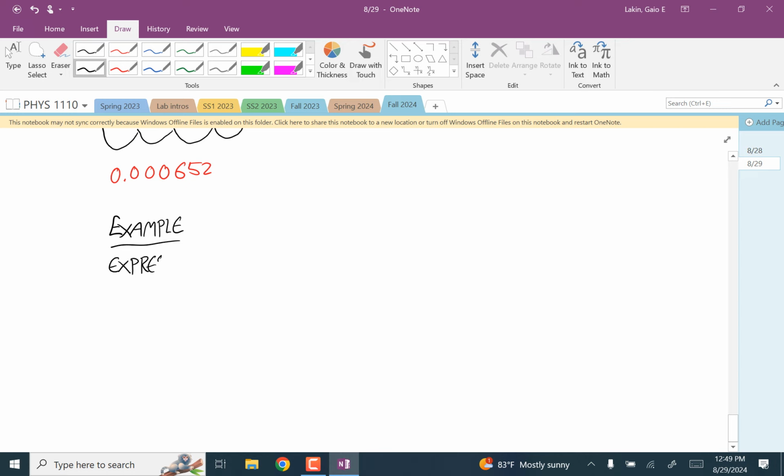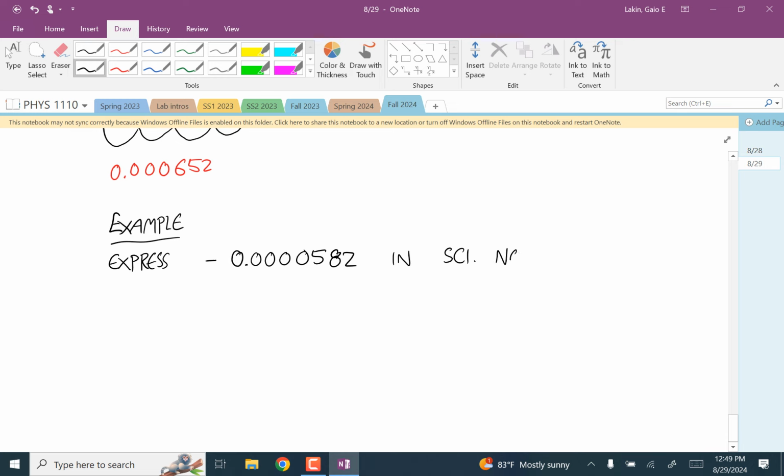So express negative 0.0000, so 4 zeros, 582 in scientific notation. So you can try doing it with the steps I just did, or if you're used to doing this, feel free to use the way that you're used to doing it.